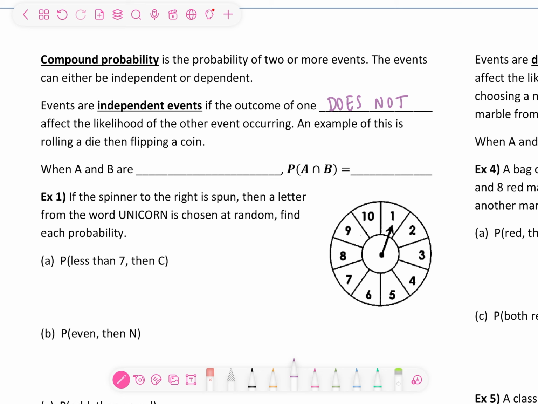So when A and B are independent of one another, the probability of A intersected with B, so the probability that they both happen, is just going to be the probability of A times the probability of B. Okay, and that's all that is. You just multiply the two probabilities together.